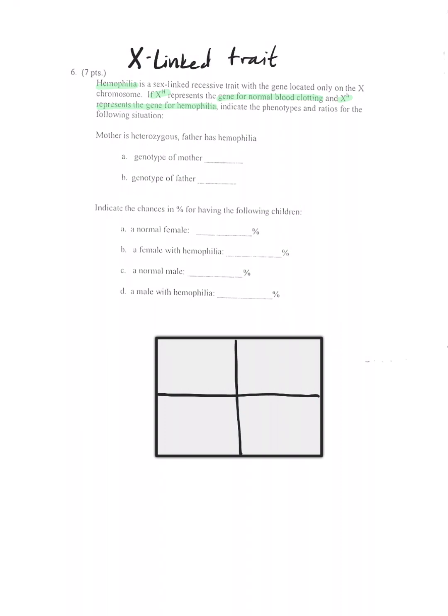So the mother is heterozygous, and that means that she would have the genotype X^H X^h. So she carries one gene for hemophilia and one gene that is normal clotting factor. This means that she is a carrier.